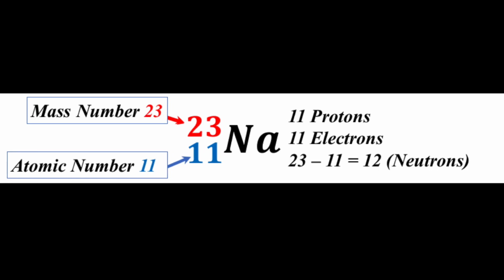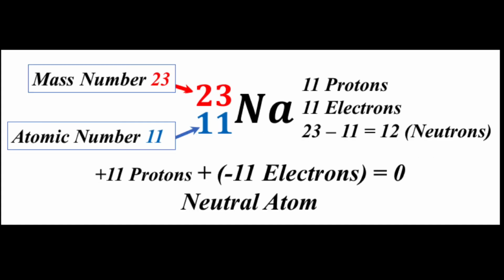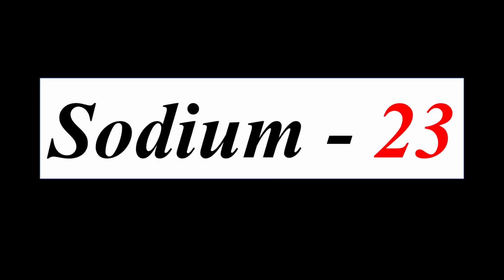Similarly, the atomic notation for an atom of sodium is 23/11 next to capital N small a. This notation tells us that sodium has 11 protons and 23 minus 11 neutrons, 12 neutrons. Since the atom is neutral, it also tells us that the number of electrons is 11. This sodium atom could also be represented as sodium-23.